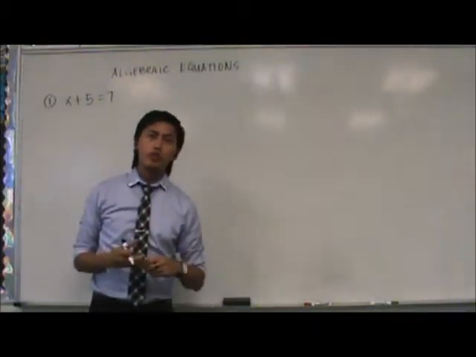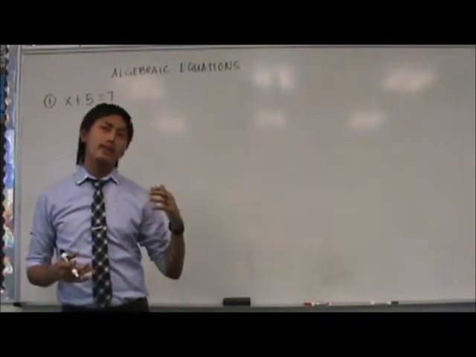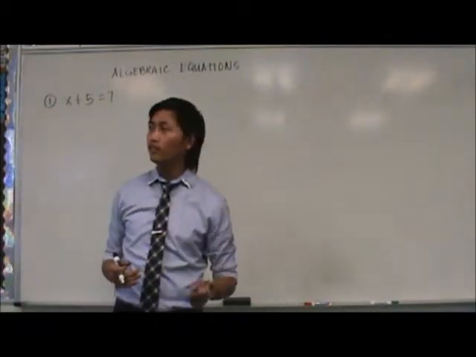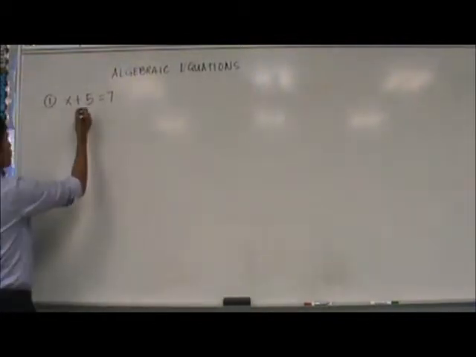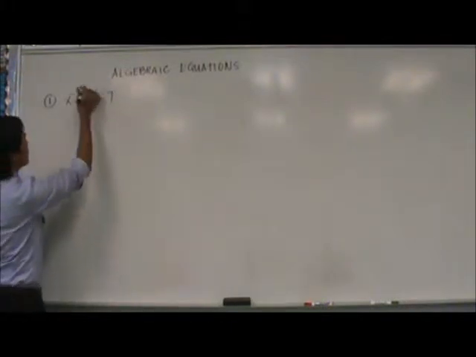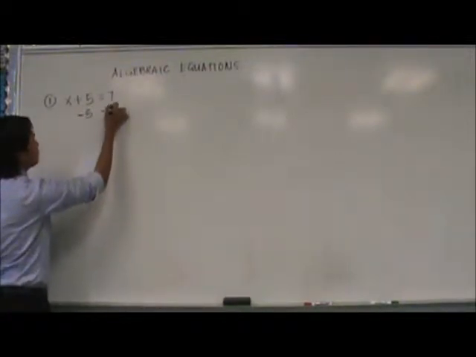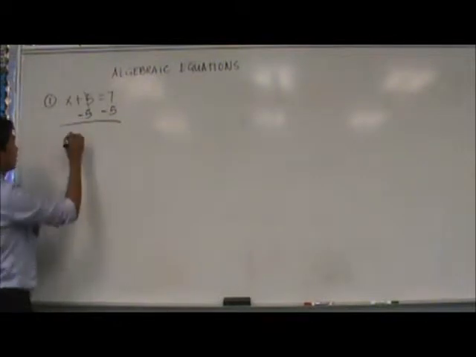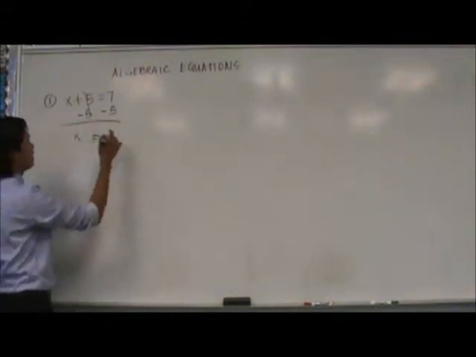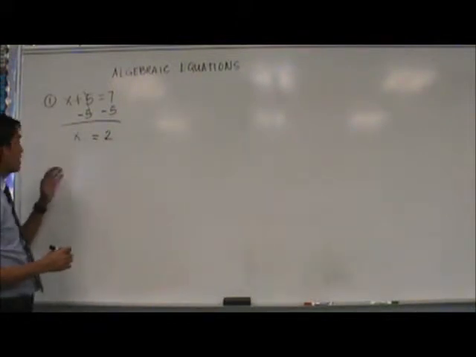Hi guys, in middle school you learned about algebraic equations where you are asked to solve for x. Here, for example, x plus 5 equals 7. In middle school you learned that to solve for x you need to isolate x, and make sure that this plus 5 is cancelled by subtracting both sides by 5, and then 7 minus 5 will give you 2. That's right, that's in middle school.